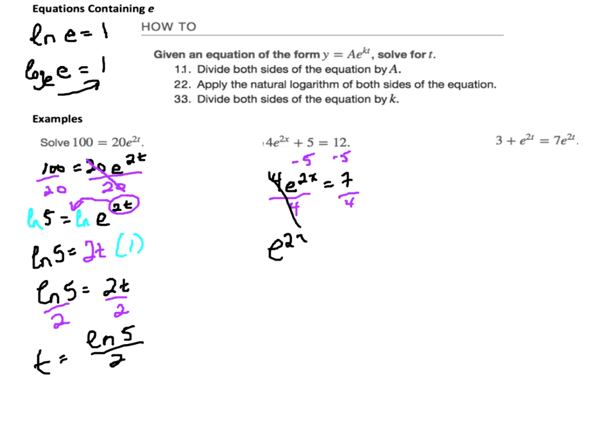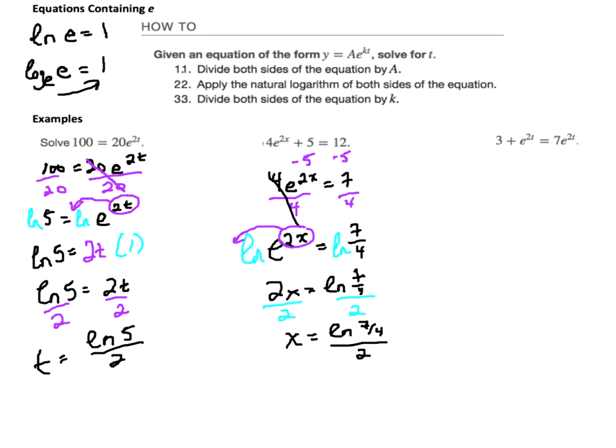So e to the 2x equals 7/4. Now I'm ready to take the ln of both sides. Don't forget that my exponent comes out front as the coefficient, and the ln of e is just 1. So this entire left-hand side is just 2x, equals the ln of 7/4. Then I just need to divide both sides by 2. x equals the ln of 7/4 divided by 2.